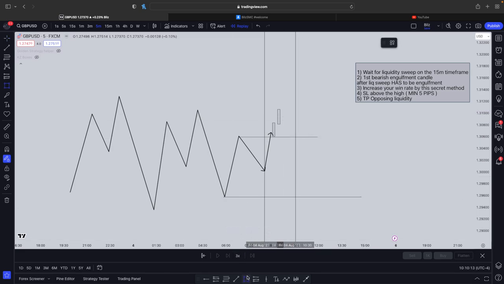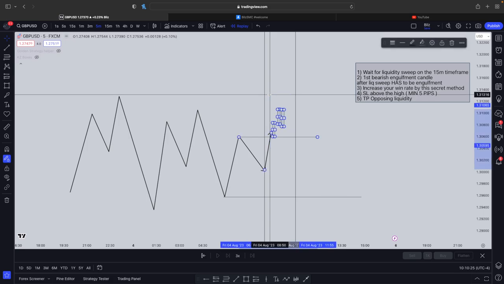However, if the first candle is a bearish engulfment candle to the body of this previous candle right here, enter your trade. There you go. As soon as you enter it, have your stop loss above the high right over there, and then take profit on the opposing liquidity targeting right over there. Okay. And again, you can just rinse and repeat this process.